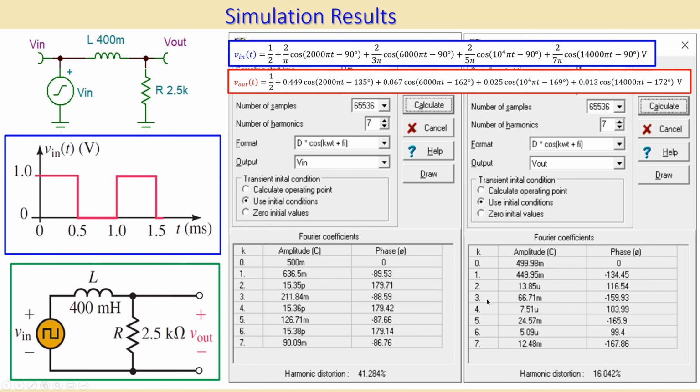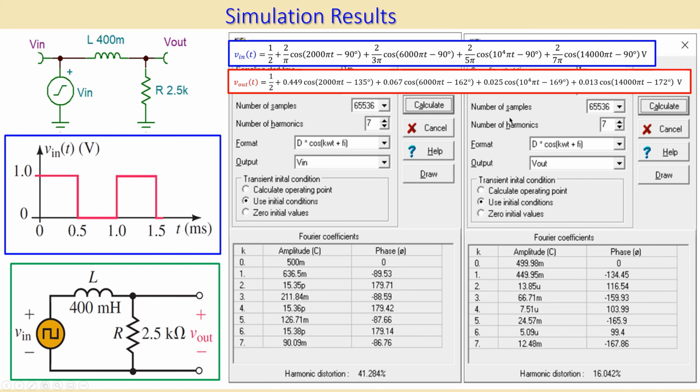So that said, we can now look at the third harmonic, which is 66.71 millivolts, which is this, very close to actually what we have here. And the phase is minus 162 degrees here. I have here minus 160 degrees approximately. So again, due to numerical errors, we can see that this is not really exact, but it is very close. So this is a very nice result.